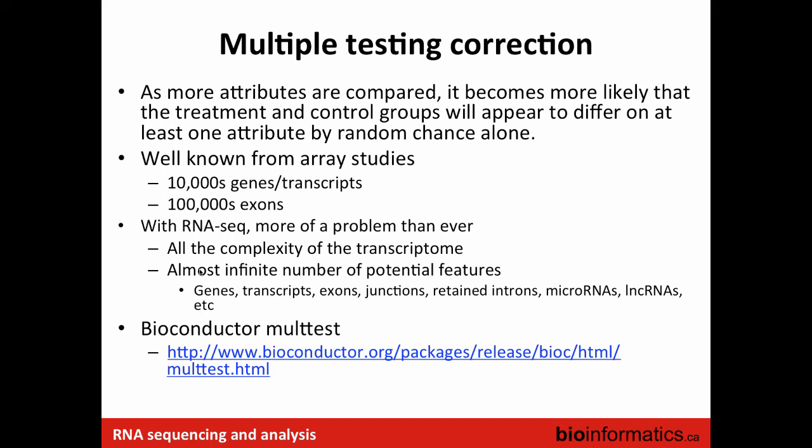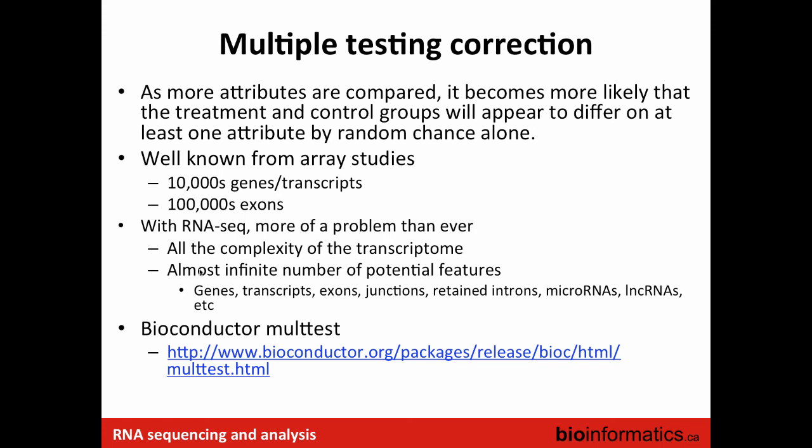Multiple testing correction is more important than ever. The main reason is that as you compare more attributes, it's more likely that treatment and control groups will appear different for at least some attributes by random chance. And when I say attributes, I mean genes, transcripts, exons, and so on.